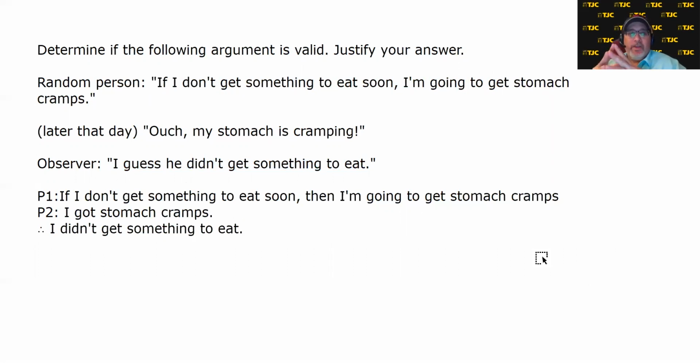So, is this a common argument form? And if so, is it valid or invalid? Pause the video and see if you can find an argument form that it matches. Now, this one starts with a conditional, and 5 of the argument forms start with conditionals. 3 of the valid ones, law of detachment, law of contraposition, law of syllogism, and 2 of the invalid ones, fallacy of the inverse, fallacy of the converse. So go see if you can match it, pause the video, and then come back.